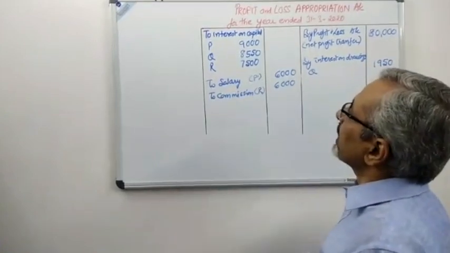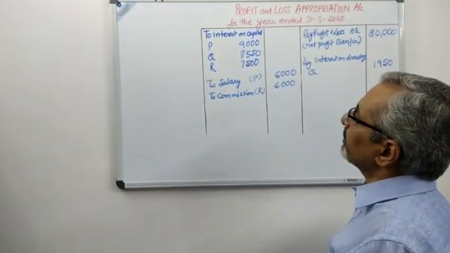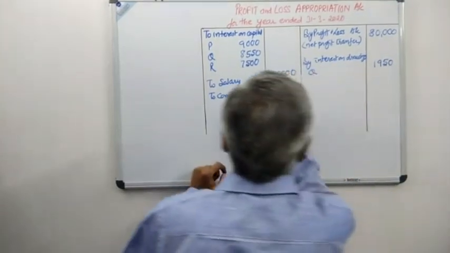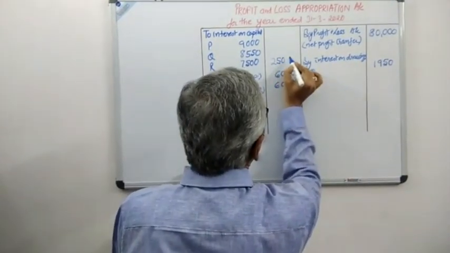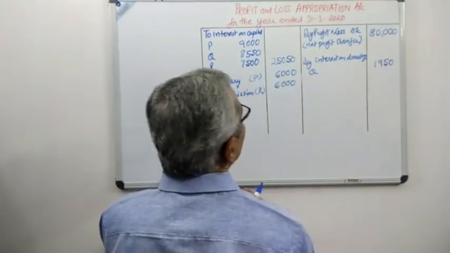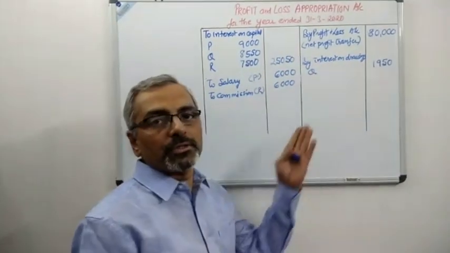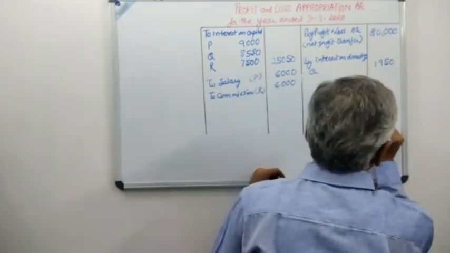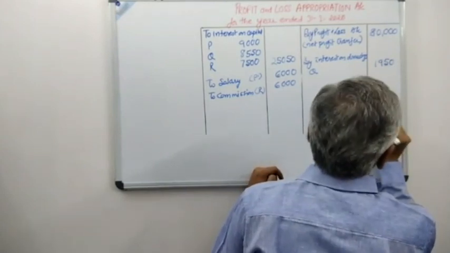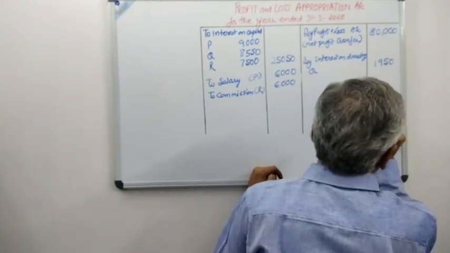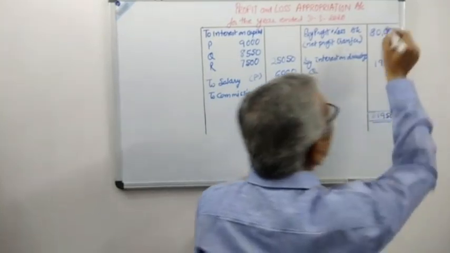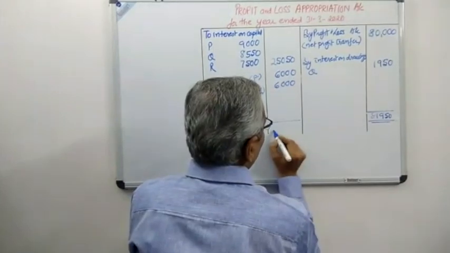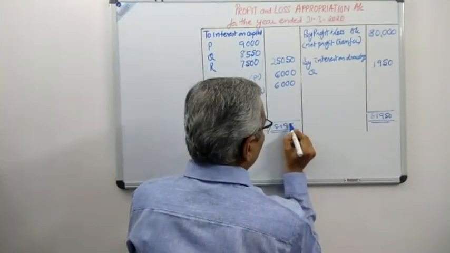Now let us add this 9,000 plus 8,550 plus 7,550, and if you see that the total which we get is 25,050. Now we will compare the debit side and the credit side, and we can see the credit side is heavier than the debit side. The total of the credit side comes to 81,950, which has only two items. You can see very carefully, 80,000 and 1,950, and now over here also we have 81,950.